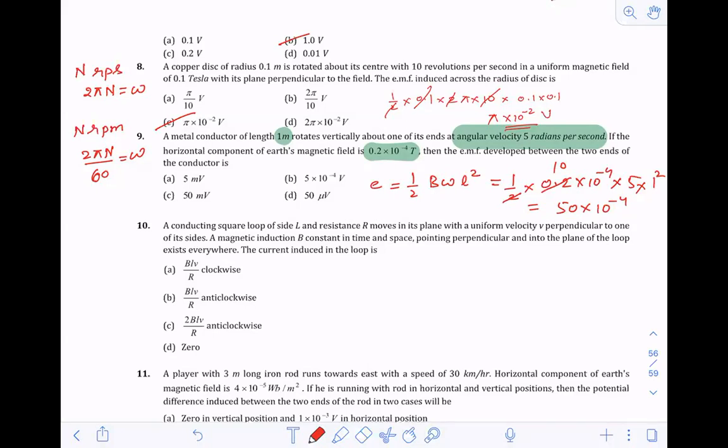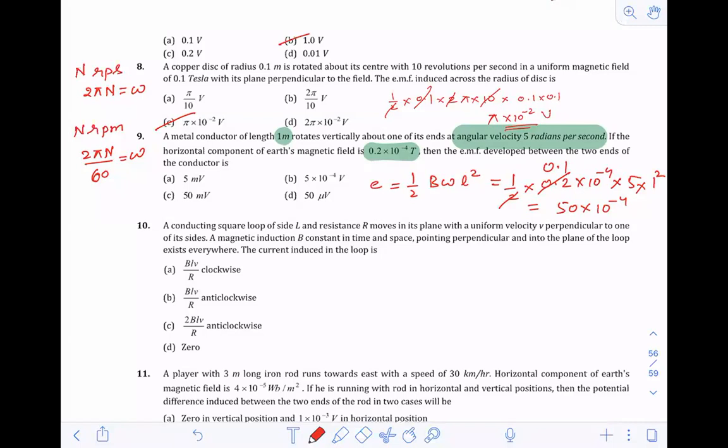Okay, A should be the correct answer in this case. Sorry, I have done something wrong. When I divide this, it should be 0.1. Okay, now it's fine. 0.1.